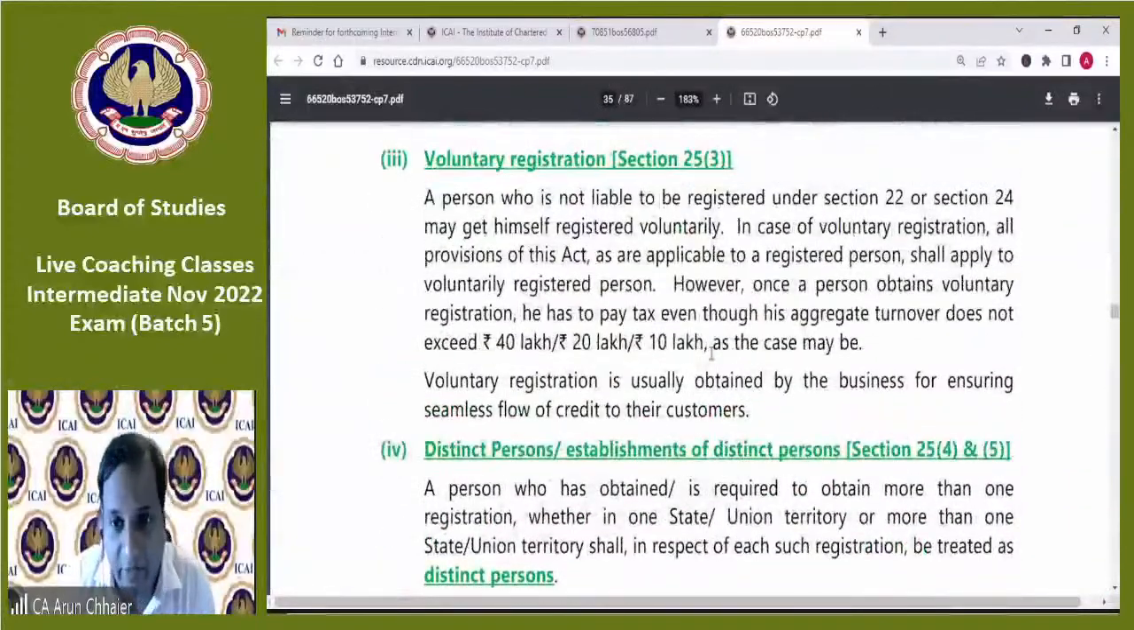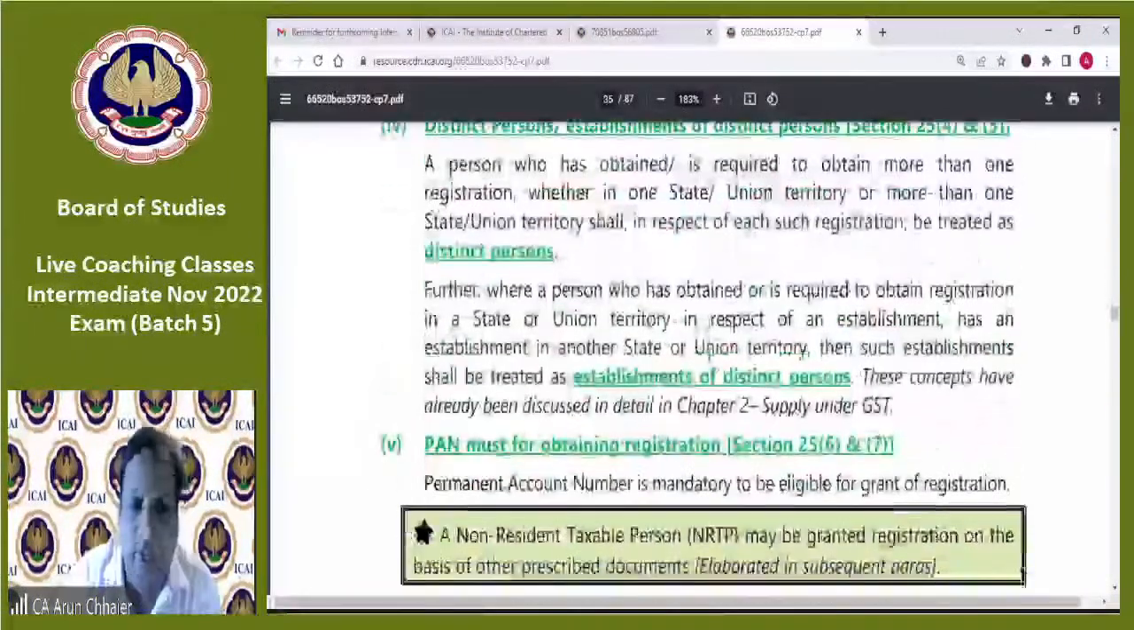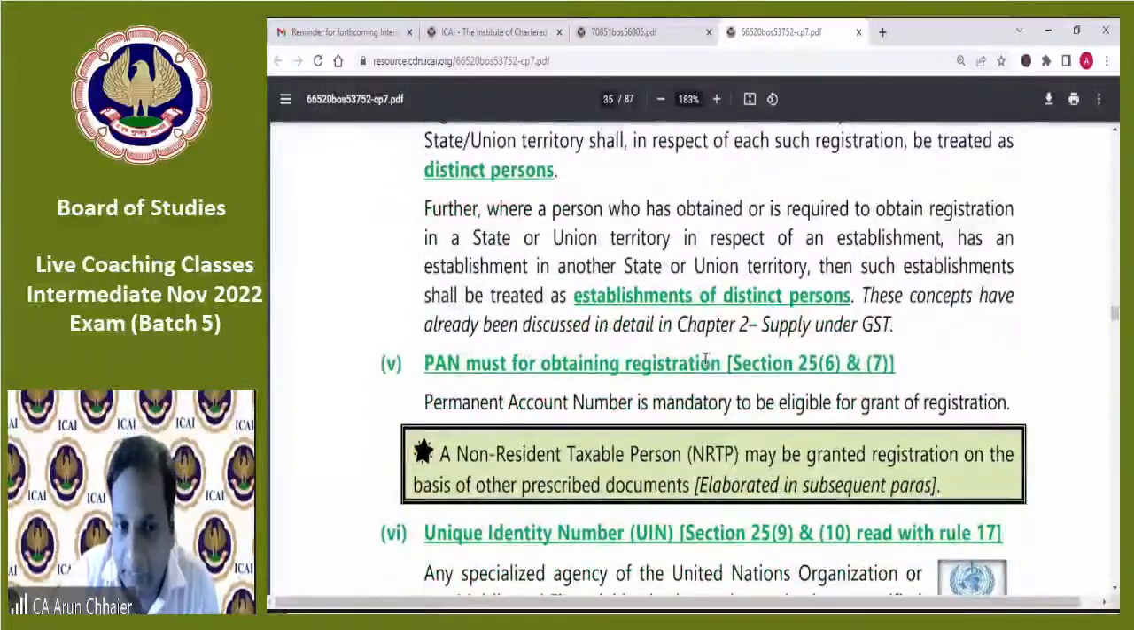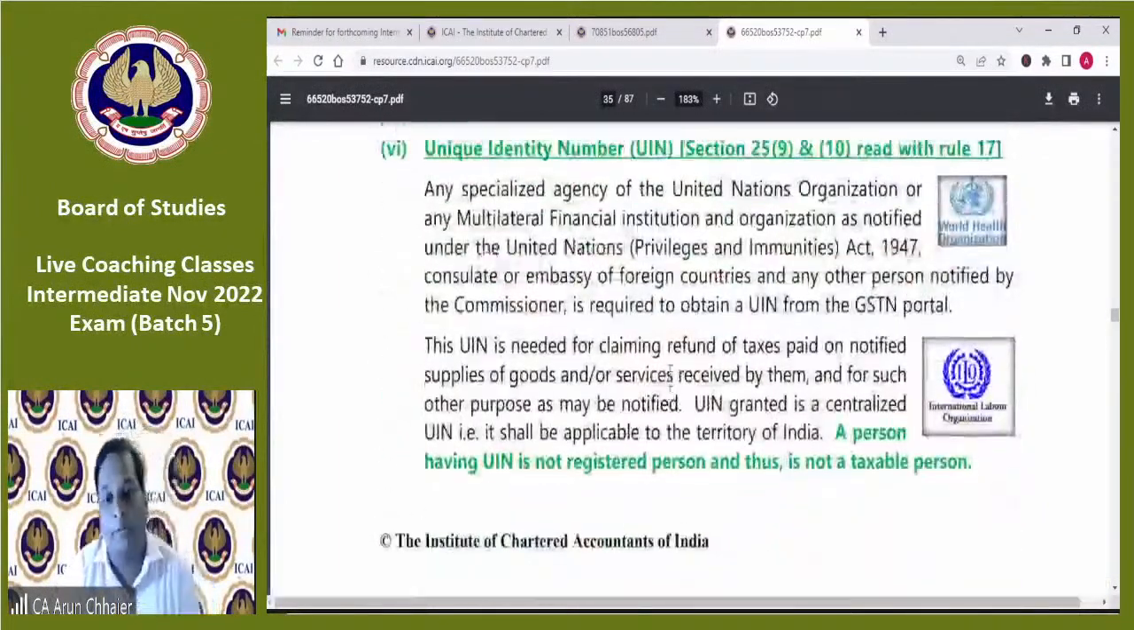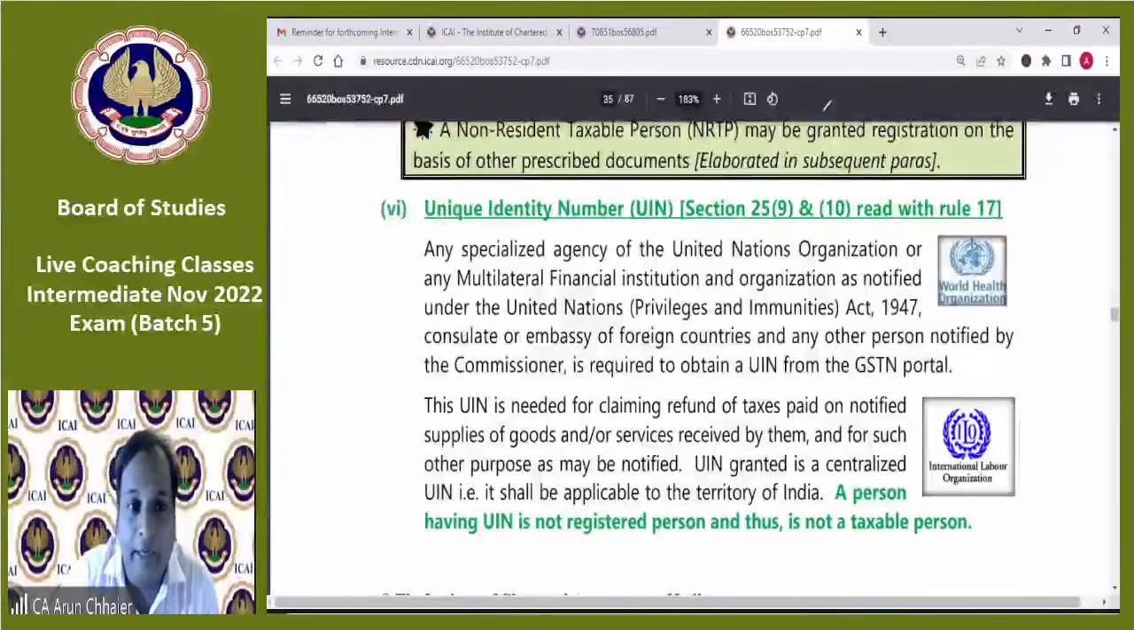If one would like to take voluntary registration, obviously, yes, he can take a registration. For a distinct person, one PAN, multiple GST registrations. PAN number is mandatory. UIN number, what is the UIN number?